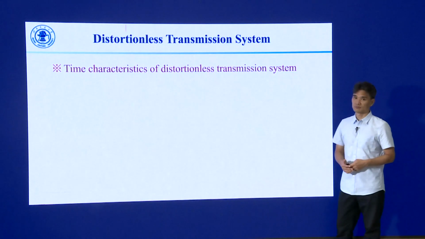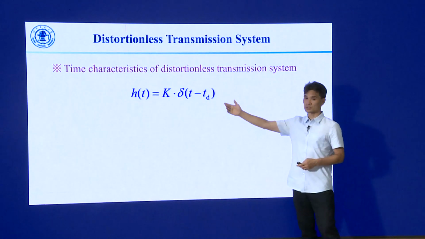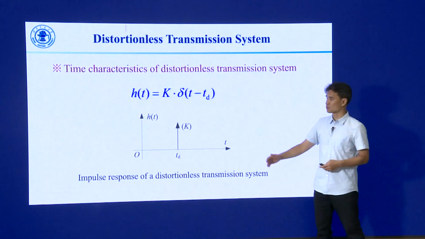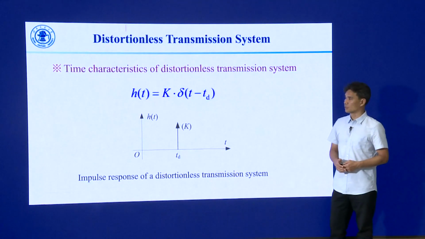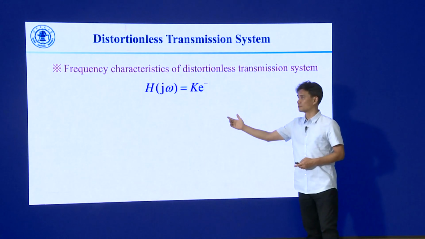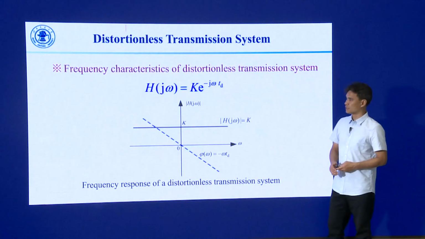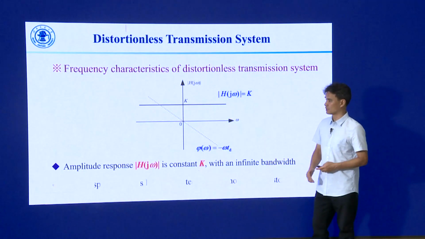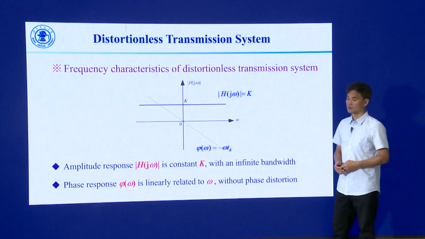The characteristic of the distortionless system can be described in the time domain using this impulse response. And here's the graphic representation of the system in the time domain. Equivalently, we can also describe the same system in the frequency domain using the frequency response. The amplitude response is a constant, while the phase response is in a linear relationship with the frequency.